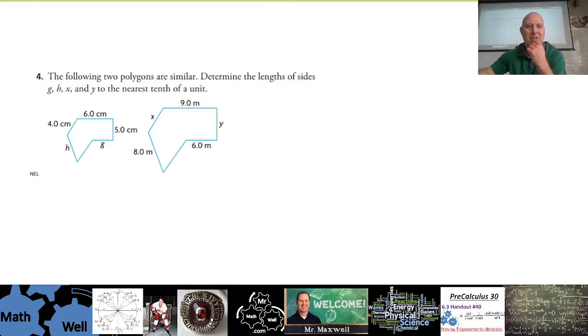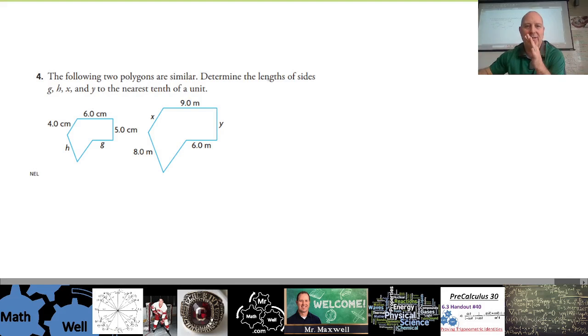All right, question number 4. So 6 and 9, right? It looks like we're going from, it doesn't matter which. So let's go 9, the scale factor is 9/6. It's 9 meters. Oh, it's meters and centimeters. Good for you guys. Awesome.